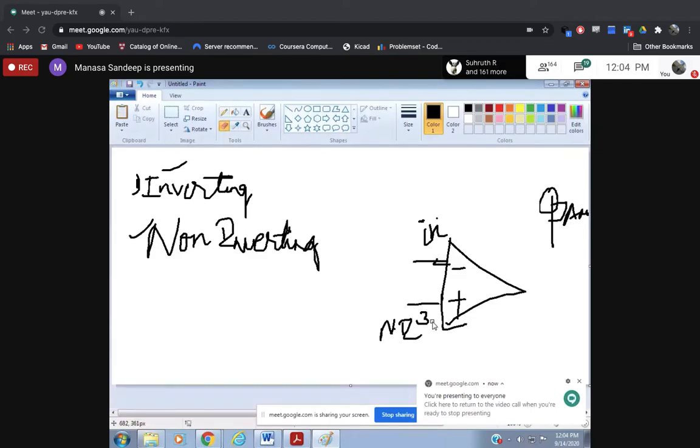If I apply the input, both of these terminals are input terminals, correct? I may apply the input to this terminal or to this terminal. It's my wish, correct? So both are input terminals, correct?